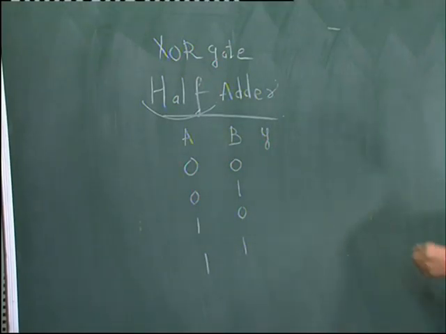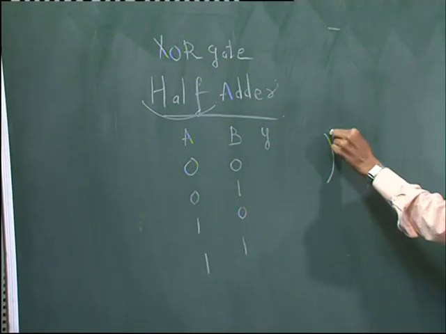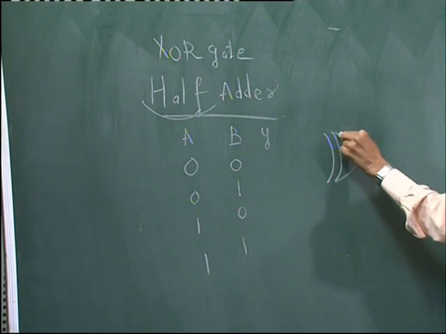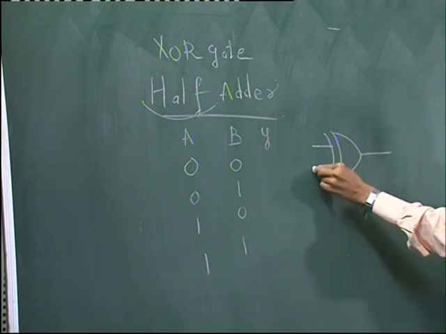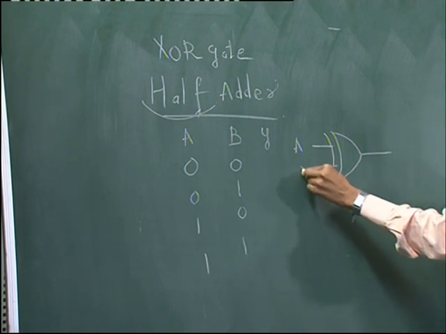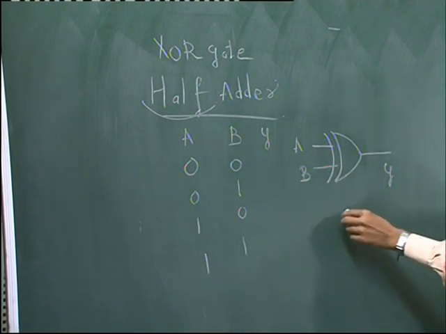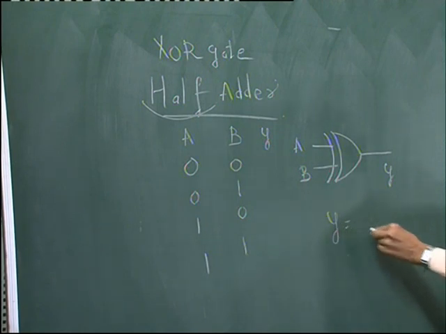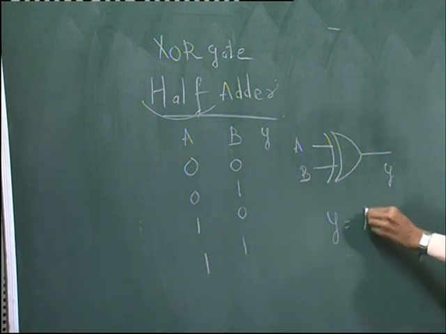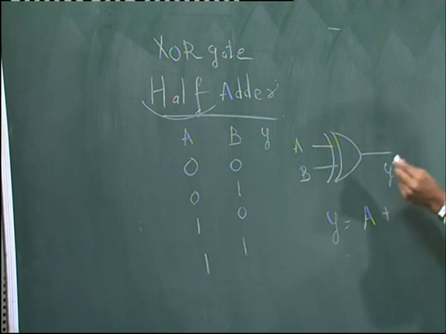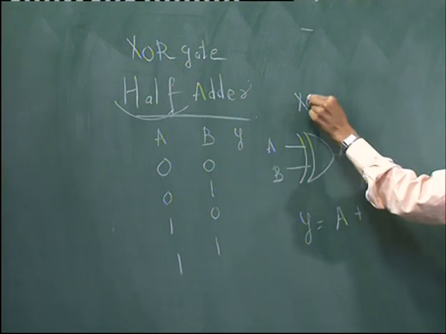But what is more important? You should know the symbol. So the symbol for the XOR gate is this. Inputs are A, B and Y is the output. So what is the equation for this XOR gate? Y equal to A. You can remember it like this, it is an XOR gate.